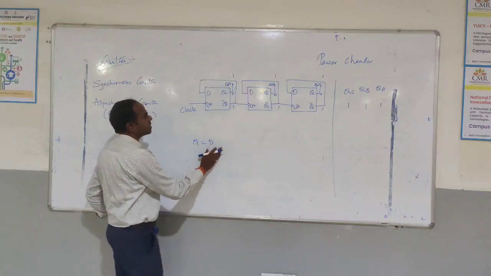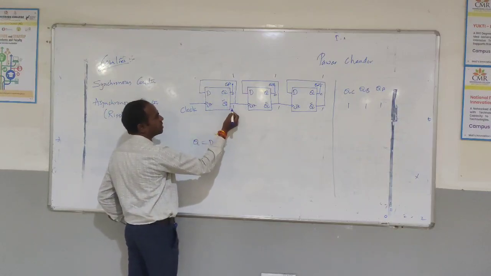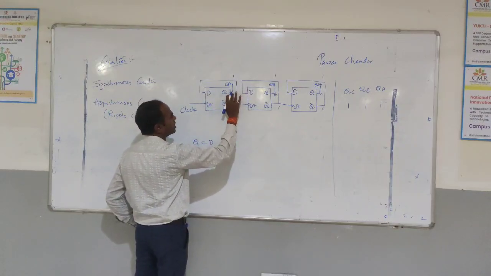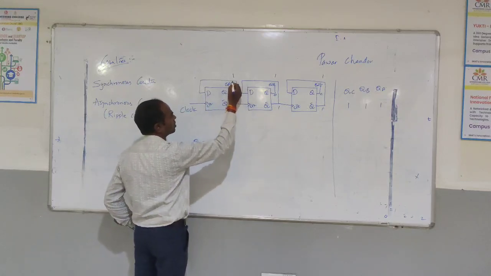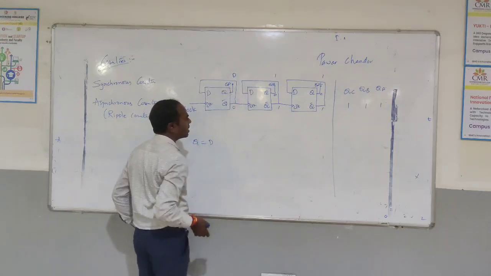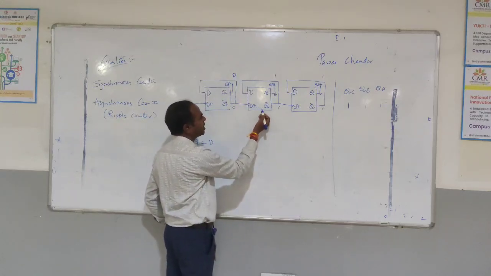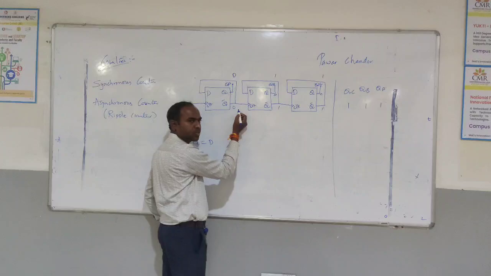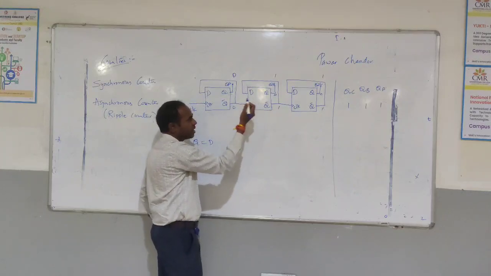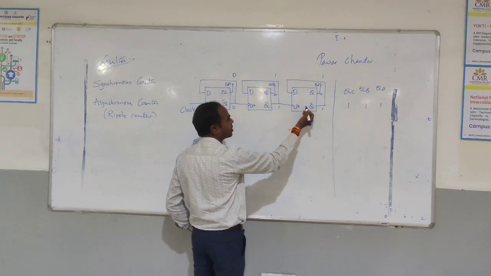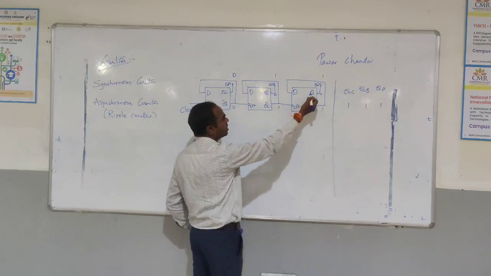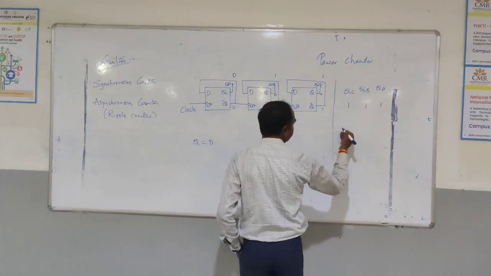For the second clock pulse, now Q is 1, so Q bar is 0. So now the output equals 0 in this case, right? For the second flip flop, the clock is 0, so there is no change in the output. And for the third also there is no change in the clock, so the output is the same, right?